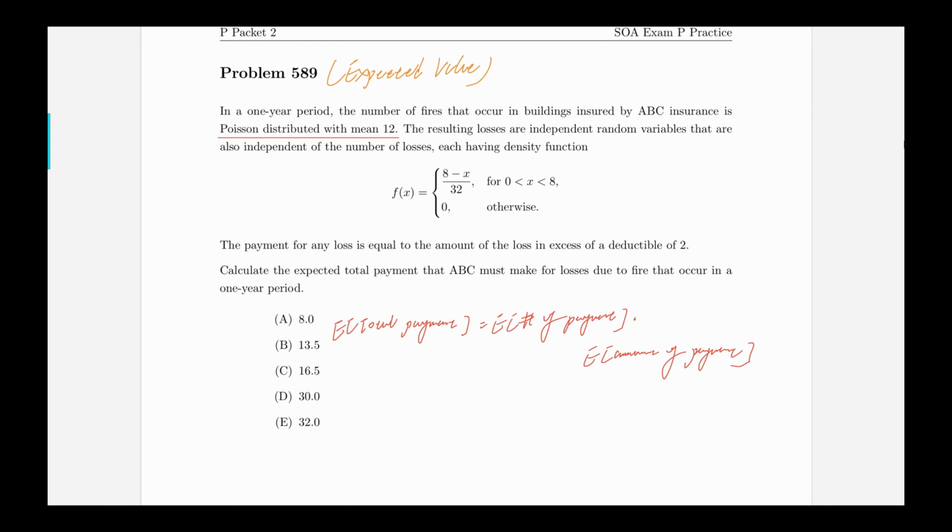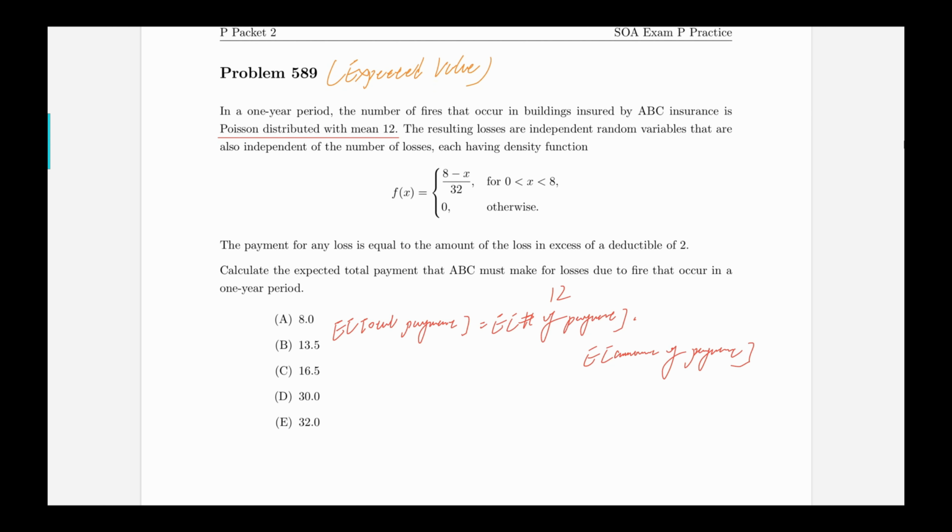And the interesting thing is that we don't need to care much about what distribution it is. In this case, it is Poisson, but it can be any distribution. As long as they tell me the mean, I don't need to worry much about it. So the mean equals 12. And now we focus on the expectation of the amount of payment.